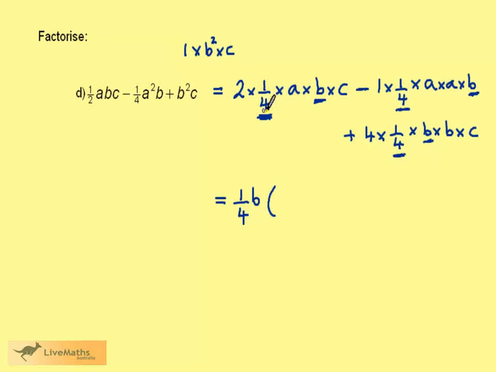I'm left with 2 times a times c, 2ac, a minus sign, 1 times a, which I can just write as a squared, a plus sign, followed by 4 times b times c, or 4bc.